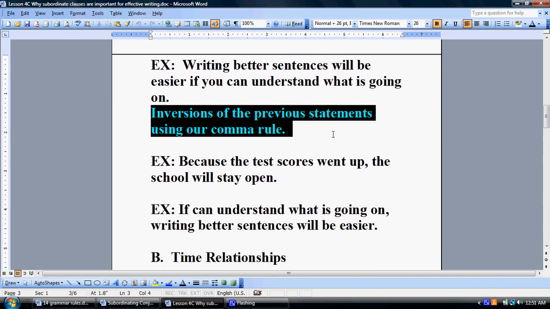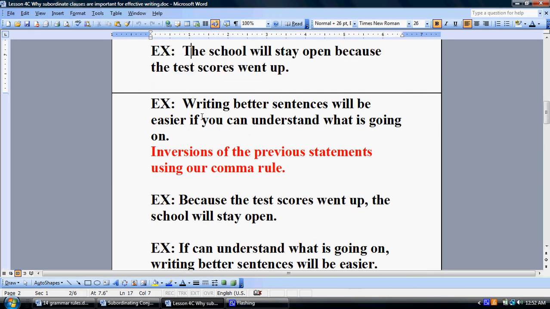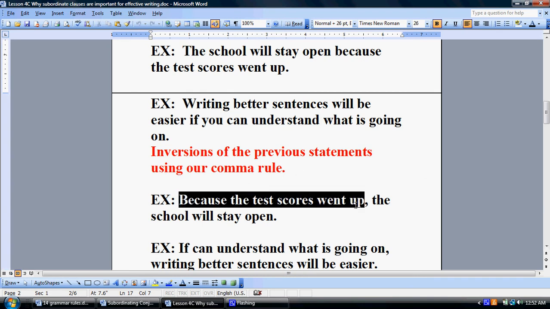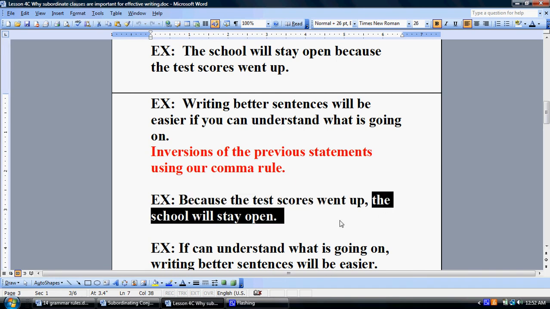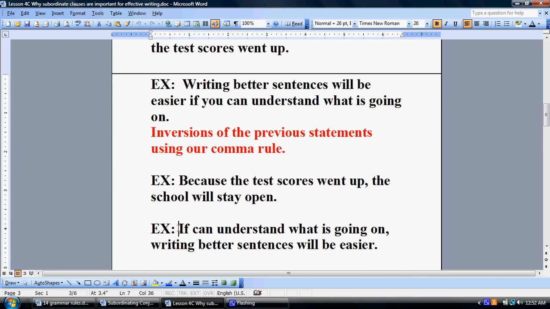Here in the red text, it says inversions of the previous statements using our comma rule. Remember, our comma rule is if the subordinate clause is first, we have to have a pause there. Same exact example from above, except all I did was invert the clause order. Because the test scores went up, the school will stay open. We're saying the exact same thing. We're still establishing the same logical relationship between the ideas. The only difference is we put them in a different order, and because we started with the subordinate clause, there's a pause. And the same thing is true with this one.